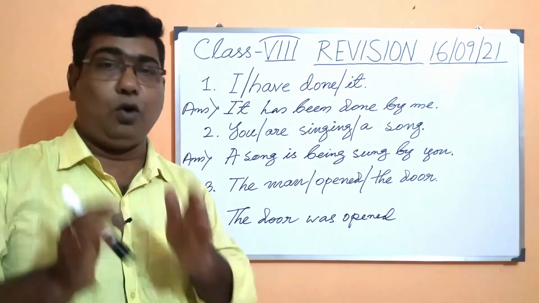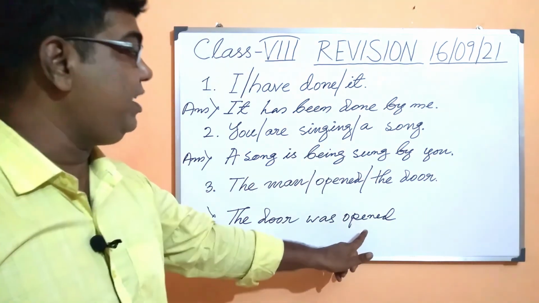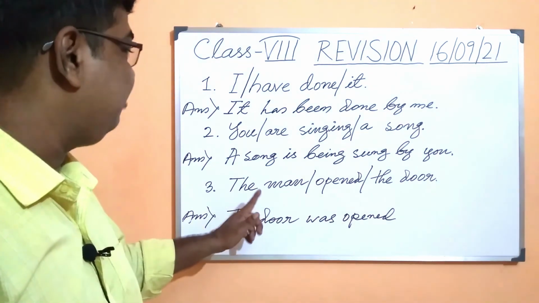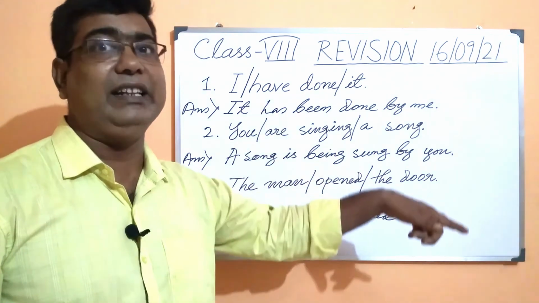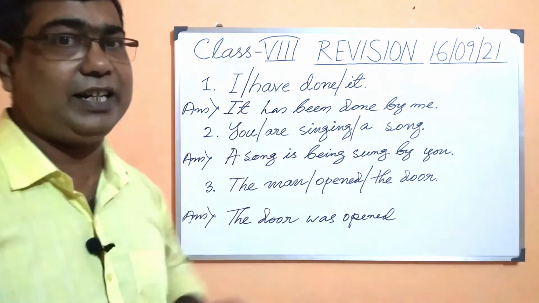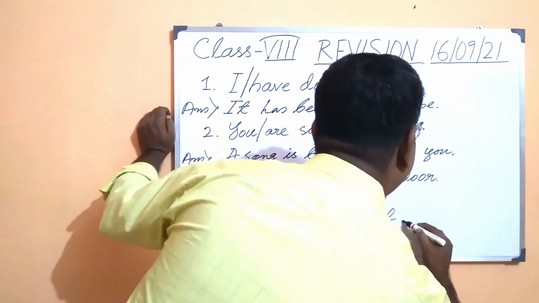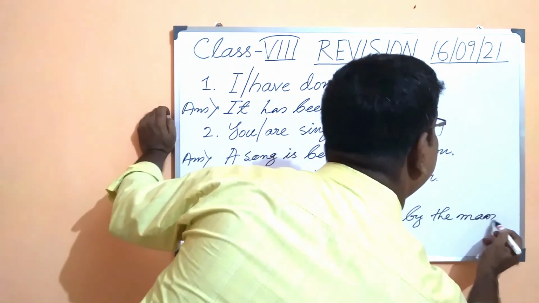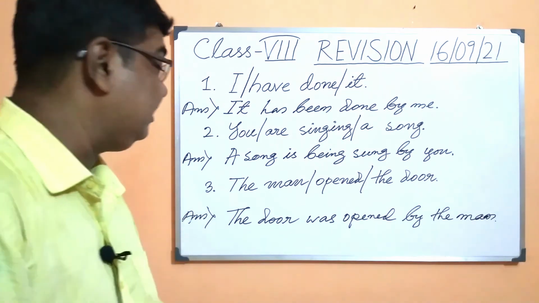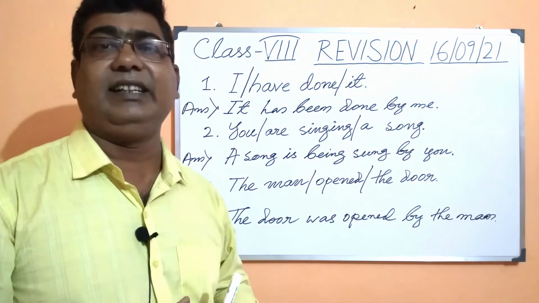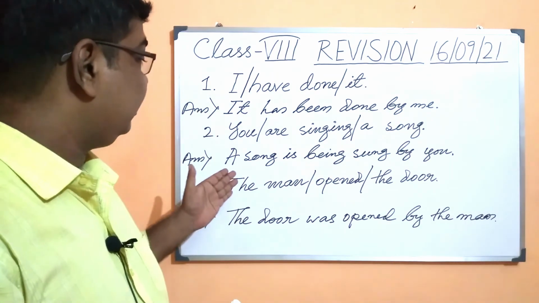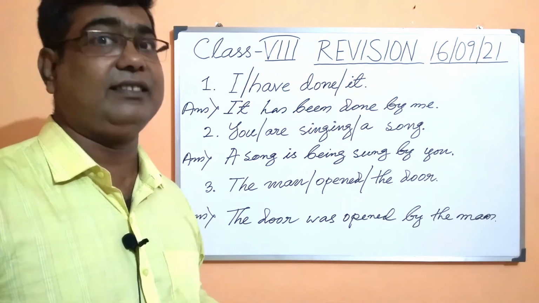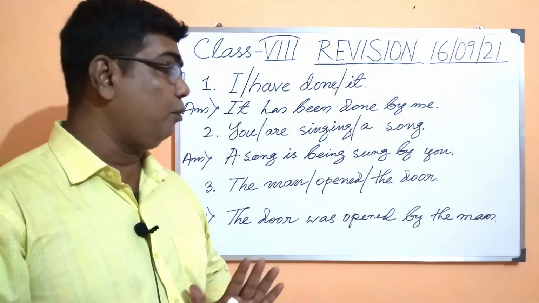Because the three forms are open, opened, opened. We have placed the third form here or the past participle form here. And finally, this subject will go in the end, will become the object in the passive voice. So it will be in the form of by the man. So this is how we have to answer all these sentences into passive. So the third sentence, the man opened the door, the answer in the passive voice will be, the door was opened by the man.